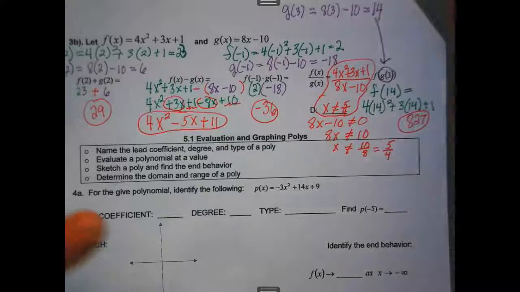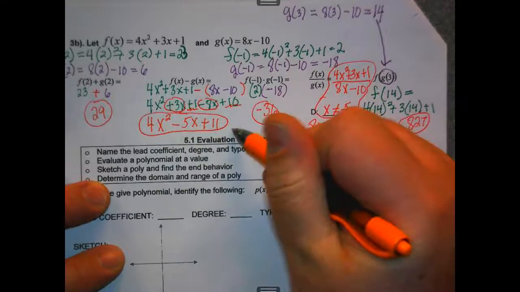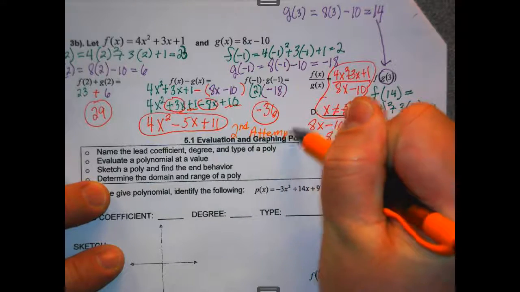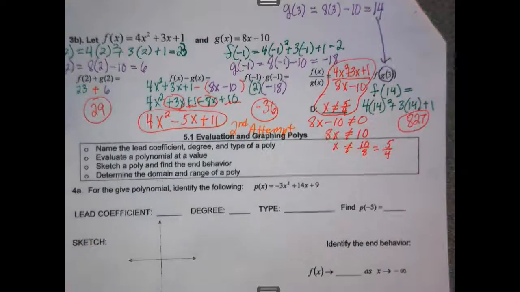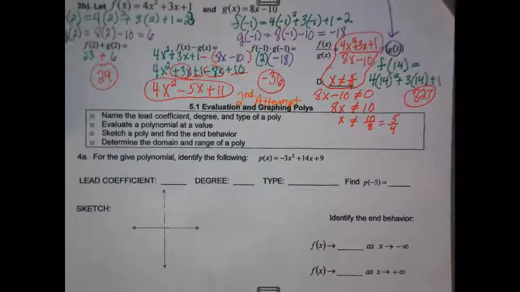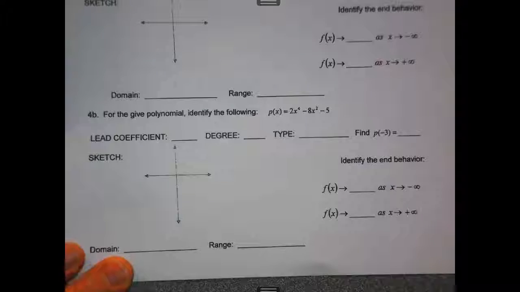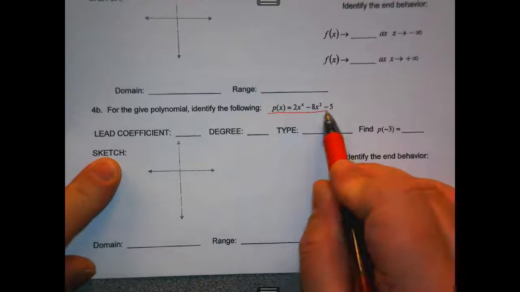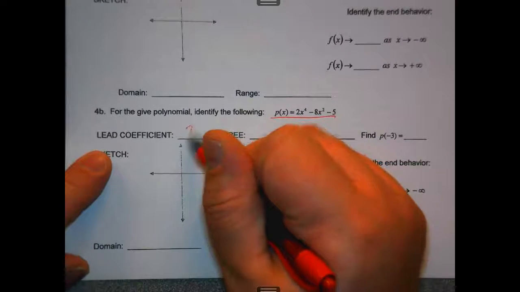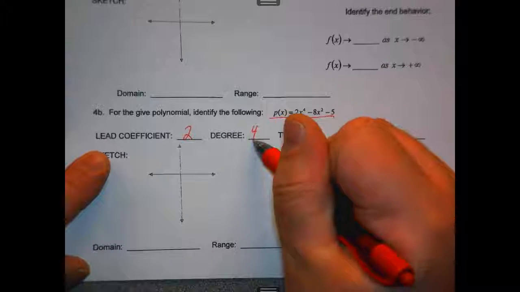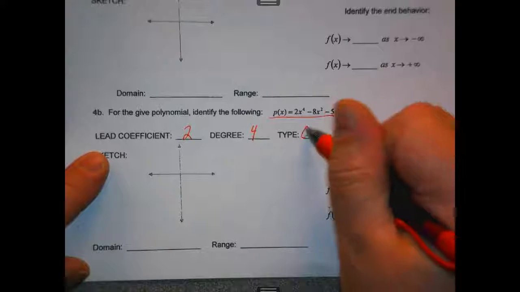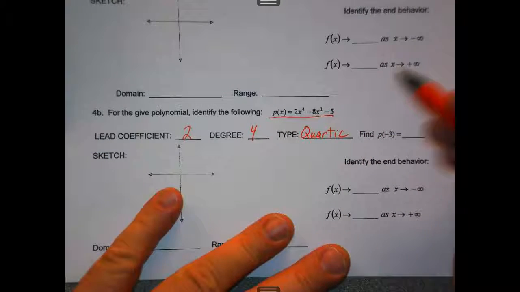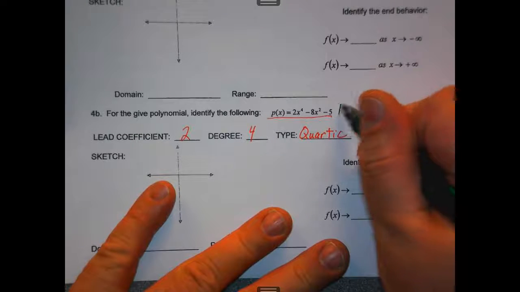All right, 5.1, this is a second attempt. This is a retake. Okay, and we're going to do 4b, right? Okay, let's see. Here's my standard polynomial. Lead coefficient is 2, highest degree is 4, type makes it a quartic. And we have to find the p of negative 3.